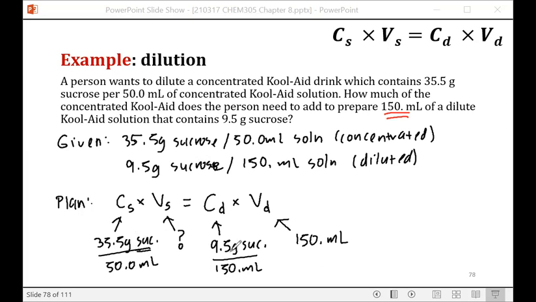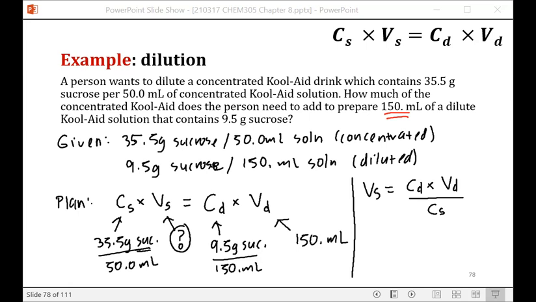So now we have every value: concentration of our stock solution, concentration of our dilute solution, and how much dilute solution we want to make. So we have everything except for our unknown. So we can rearrange this equation to solve for the volume of stock solution we're going to have to use. If we divide both sides by the concentration of the stock solution, it'll cancel out on the left, and we end up with our concentration of dilute solution times the volume of dilute solution divided by concentration of stock solution.